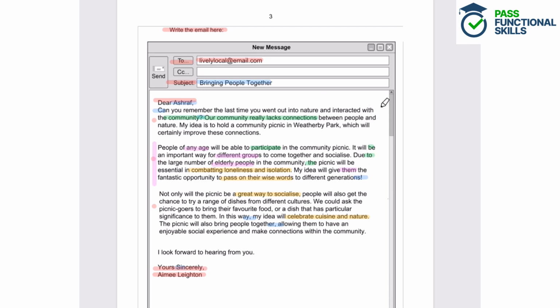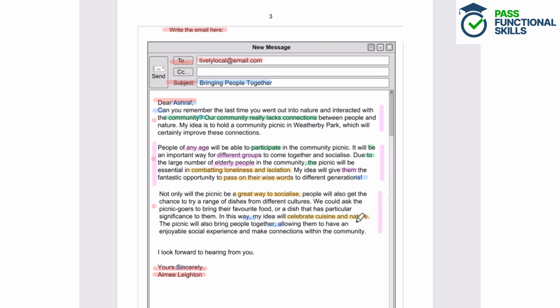So the first paragraph introduces what the email is about. So it introduces this idea to have a picnic and bring people together. Then the second paragraph explains who will participate in this picnic and explains some benefits of interactions between generations. And then finally, paragraph 3 follows on really well to further explain the benefits of the idea for everybody.